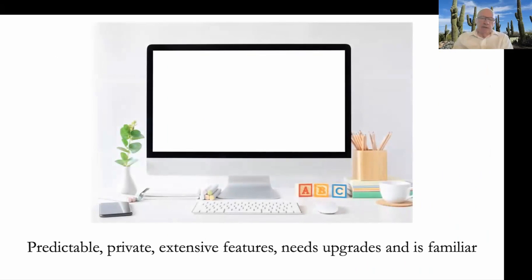So what's the importance here? Why would you make this choice? Well, if you're going to have your desktop, this is your desktop computer, this is an iMac that's sitting there. The question is, and these are the main points. First of all, it's predictable.